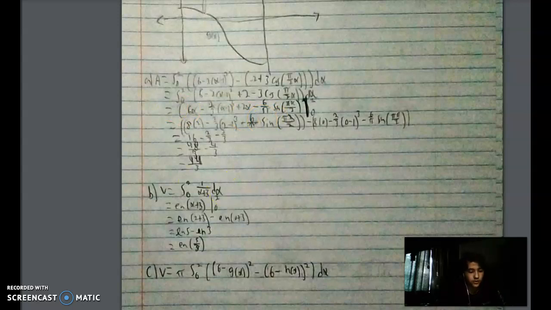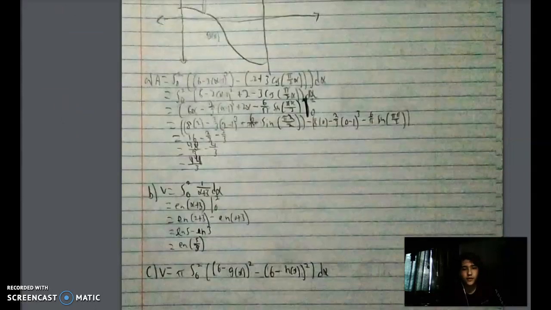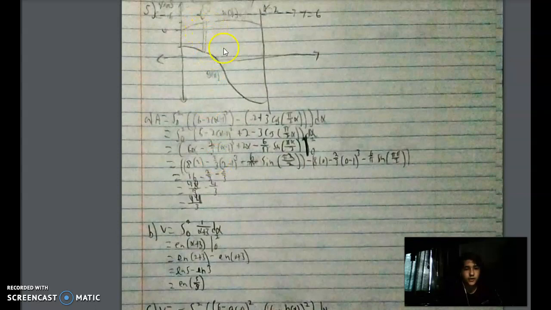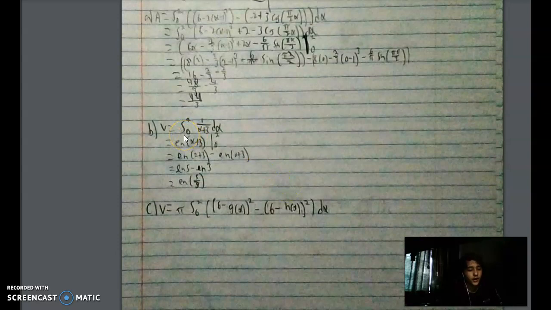B is cross-sectional volume right here. We are given the area of the slice, which means that I don't have to find the area of the slice. I just plug it into the integral: integral from 0 to 2 of the area of the slice times dx. Again, area of the slice, and then dx for the width, from 0 to 2. Once again, I'm going to use the first rule of integral calculus, use the antiderivative from 0 to 2, plug in 2, minus plug in 0, and I get ln 5 minus ln 3, which simplifies to ln 5/3. For this, I also didn't really use any tips because we didn't really have any tips on cross-sectional volume.